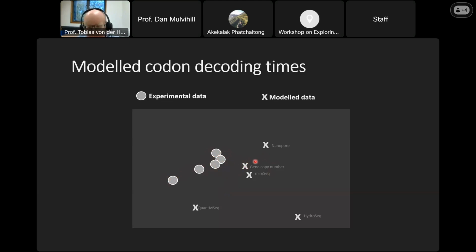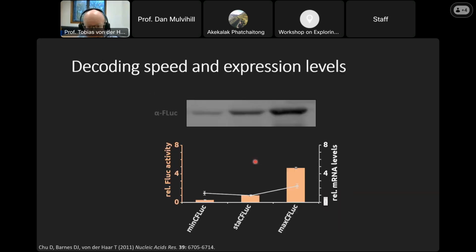So if we can accurately predict codon decoding times, like I said, then we can say a lot about ribosome dynamics, and we can design very efficient genes.